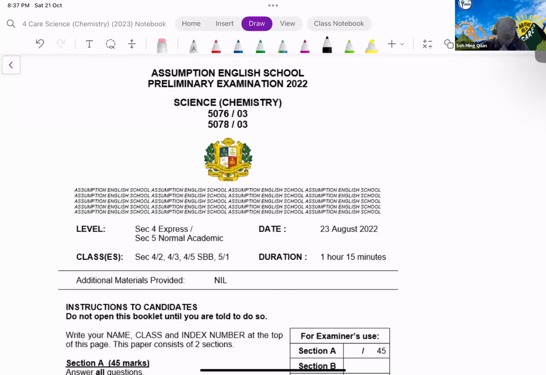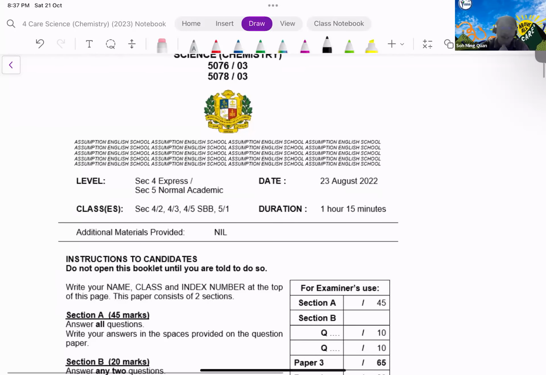Okay, let's start reviewing the Assumption English School Prelim 2022 paper, which is the first prelim paper given to you in that stack of 4 papers. Now, as we go through, I will go through the answers as well as some answering techniques and extra knowledge. The extra knowledge and answering techniques are what you must learn from this lesson. All right. Now let's start.